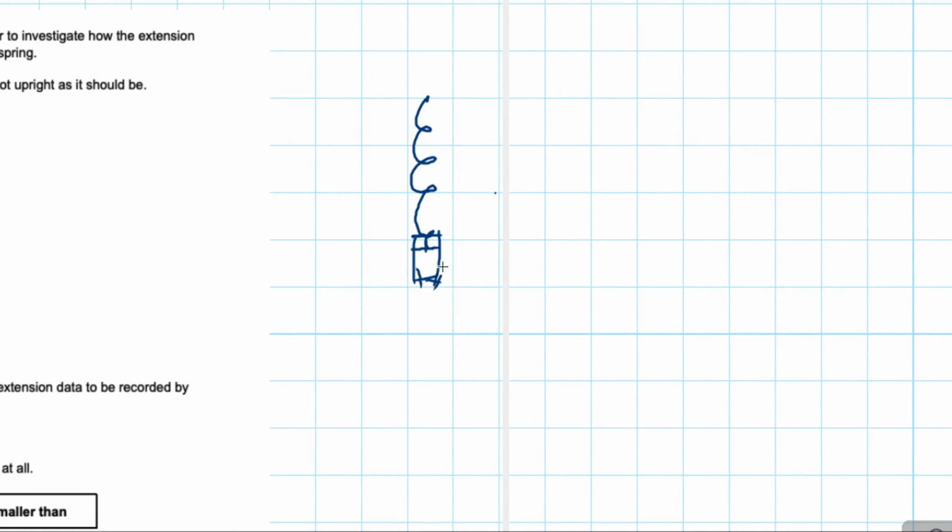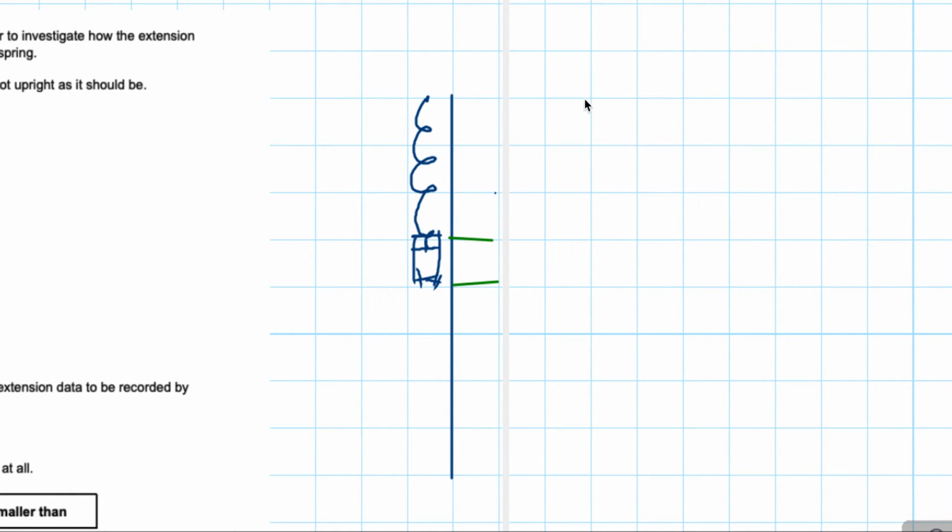Okay, so let's say your mass is one of these squares, and you get your ruler and you measure it, like this. You're going to get a measurement from here to here. But let's say I change my ruler, and now my ruler is wonky. So my ruler goes like this.